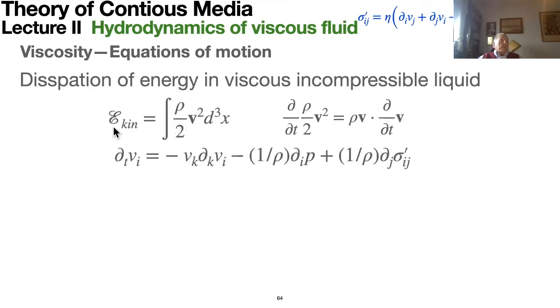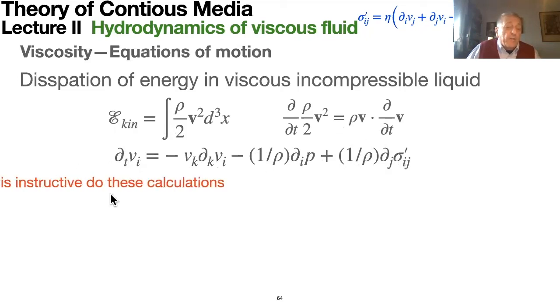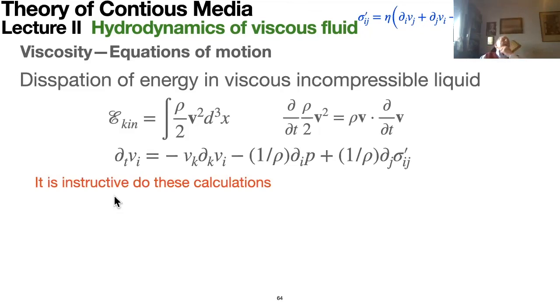So when I want to calculate how the kinetic energy changes in time, I can use the Navier-Stokes equation, if finally I manage to write it without making a mistake in a sign. I'm terribly sorry for those mistakes. Then this is the expression for the time derivative of the velocity. And therefore, I leave the calculations for you to do at home. That is in replacement of any problems. It is instructive to do these calculations by yourself.